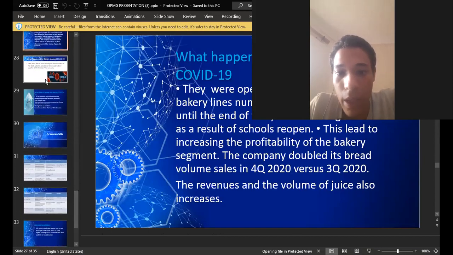They are operating at full capacity of the bakery line 1 and 2 from the middle of October until the end of the year. Due to high demand as a result of the school reopening, this led to an increase in the profitability of the bakery segment. The company doubled its bakery volumes of sales in the 4th quarter of 2020 compared to the previous quarter, and the volume of the juice also increased.